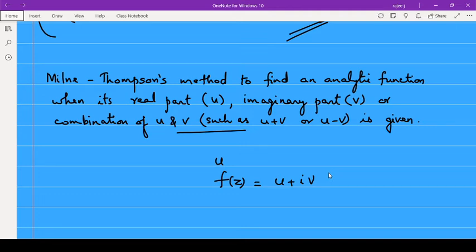Then sometimes only v will be given. In that case you have to find u and then f of z. Sometimes u plus v will be given. You have to find u and v separately. So u plus v is given, you have to find the analytic function u plus iv. Sometimes u minus v is given. Then you have to find f of z. So there are actually 3-4 methods, and this is the easiest and simplest method. So we follow this method, Milne-Thomson's method.